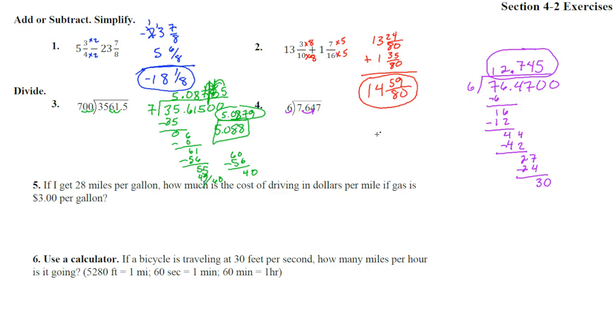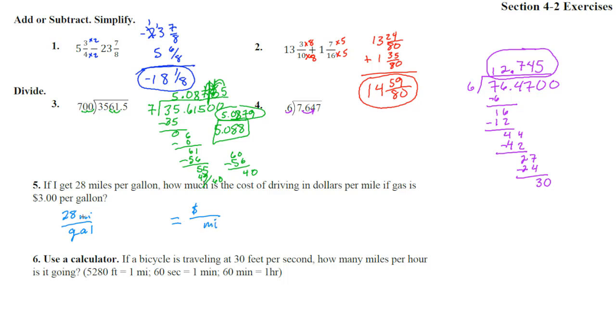12.745. Great. Okay, number 5. Get 28 miles per gallon. So that's 28 miles per gallon. How much is the cost of driving in dollars per mile? So the question is, how many dollars per mile are we doing right now?